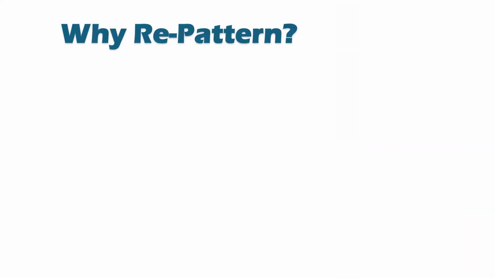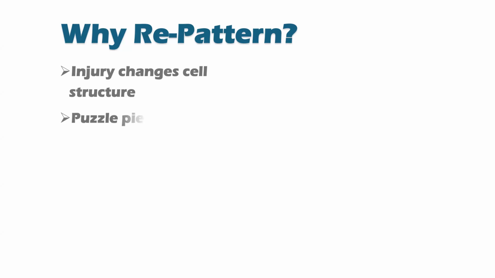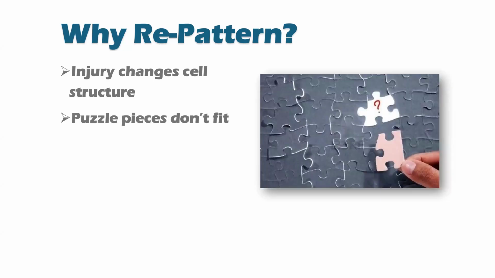So the question is, why repattern? So injury changes the cell structure. We know that the puzzle pieces don't fit. We have deformation of bone. Things don't function, in terms of any joint in the body. If you have injury to the hip, for example, or the shoulder, now the size of the epicondyle, the condyles and the epiphyses are actually altered. We see joint degeneration happening very rapidly.